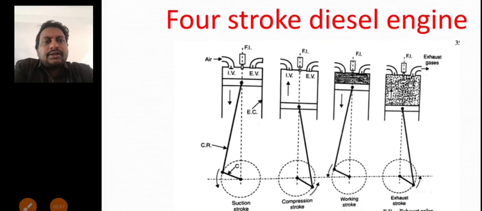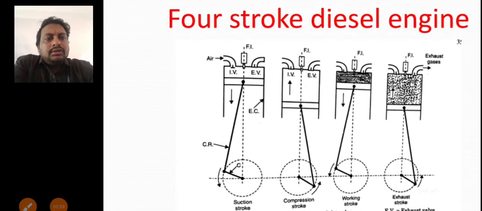Before going to the working of the four-stroke engine, we should first know the terminology. FI is the fuel injector, IV is the inlet valve, and EV is the exhaust valve. CR is the connecting rod. The connecting rod connects the piston and the crankshaft. One end of the connecting rod is connected to the piston and the other end is connected to the crankshaft.